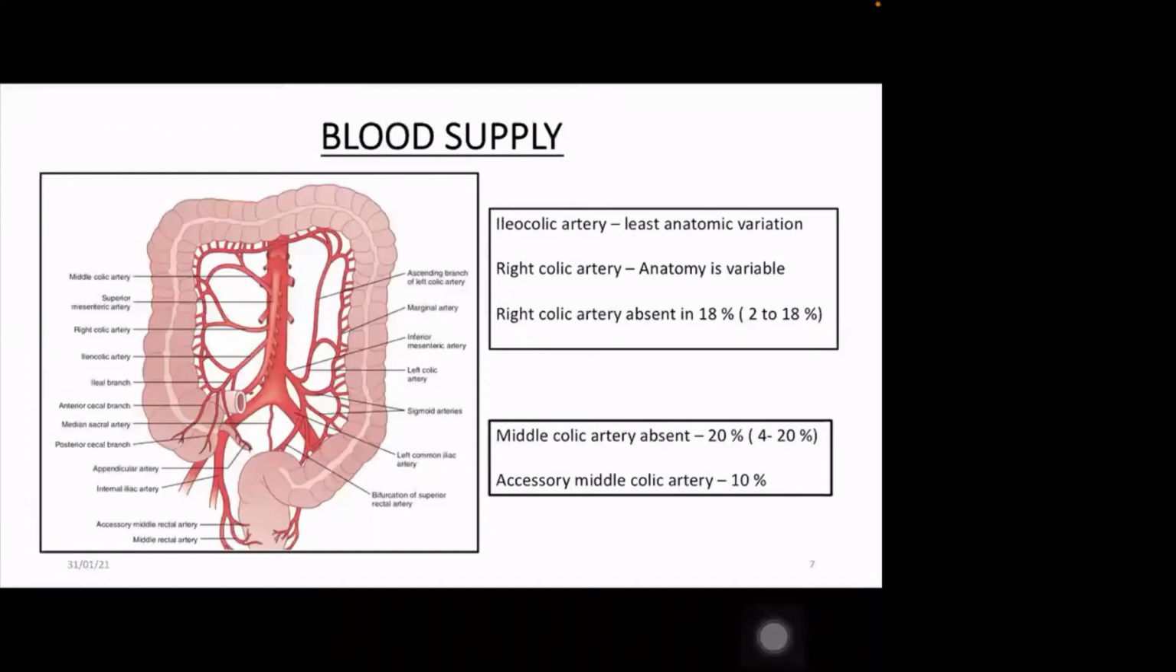Fine. So remember, the ileocolic artery has the least anatomical variation, and the right colic artery has a very variable anatomy, and it is absent in around 18% of the people. Sabiston gives it as 2 to 18%. In addition, the middle colic artery, also remember this figure, is absent in around 20%, and Sabiston gives the figure as 4 to 20%. So always remember, both right colic artery and middle colic artery are absent in approximately 20% of the patients. Accessory middle colic artery, that is, in addition to the normal middle colic artery coming out from the SMA, there is another middle colic artery which is present in around 10% of the people.